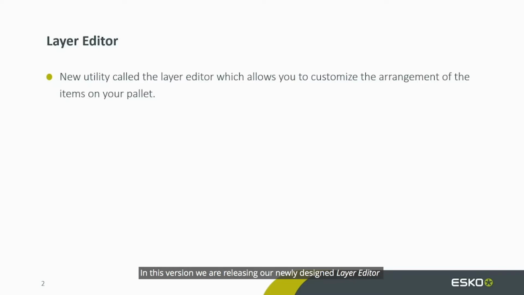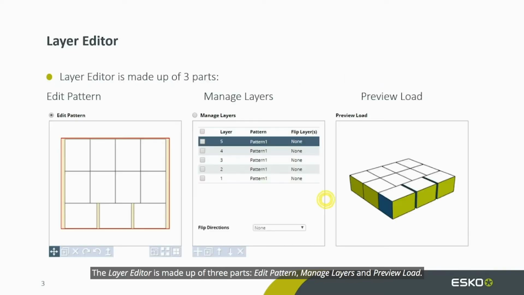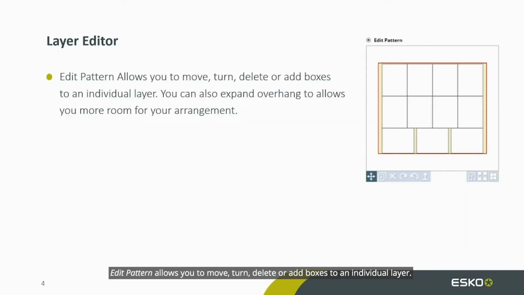In this version, we're releasing our newly designed layer editor, which allows you to customize the arrangement of items on your palette. The layer editor is made up of 3 parts: Edit Pattern, Manage Layers, and Preview Load. Edit Pattern allows you to move, turn, delete, or add boxes to an individual layer. You can also expand overhang, which allows more room for your arrangement.